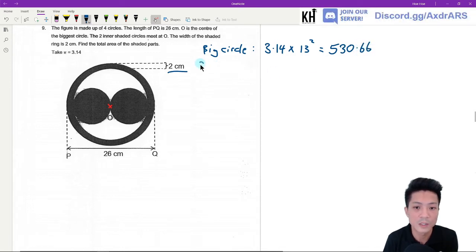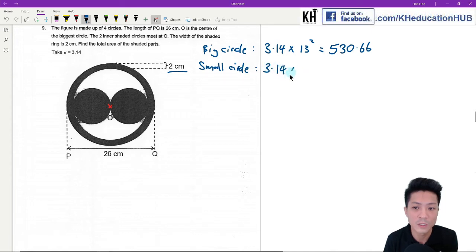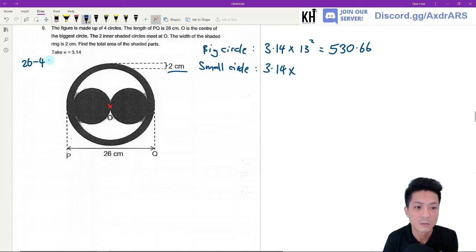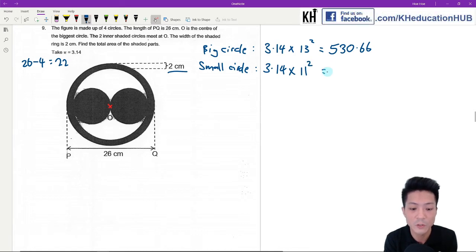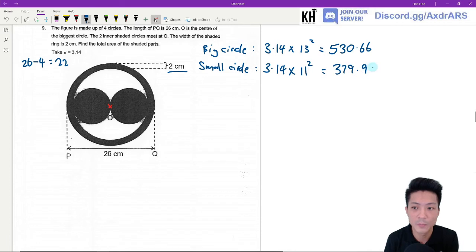Next, we're gonna find the small circle. Small circle will be 3.14 times. The diameter of the smaller circle will be 26 minus 4, right? Which is 22. So 22 divided by 2 will be 11. The radius is 11 squared. 3.14 times 11 squared will give me 379.94.